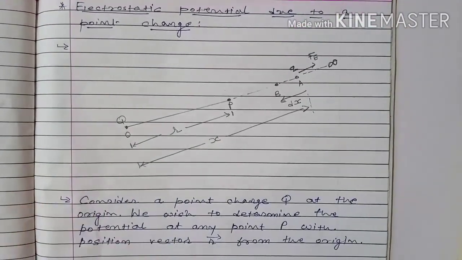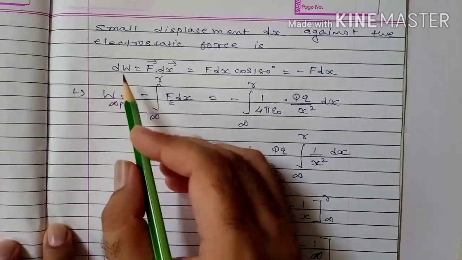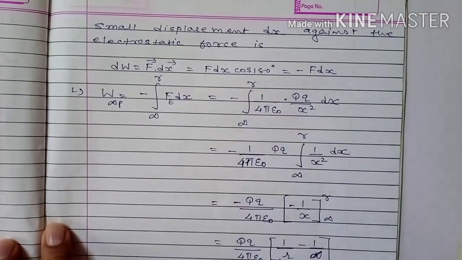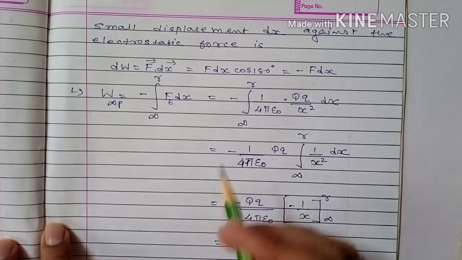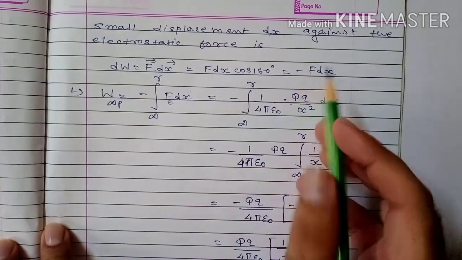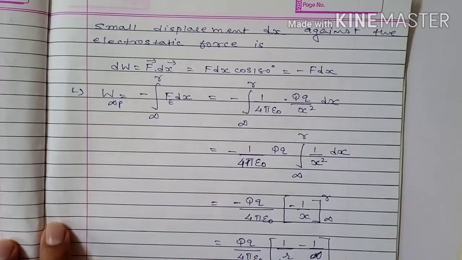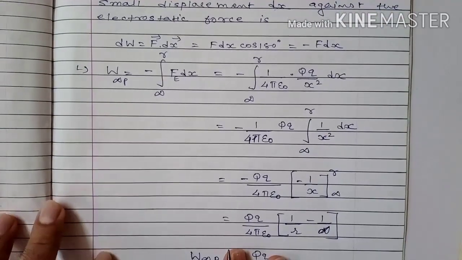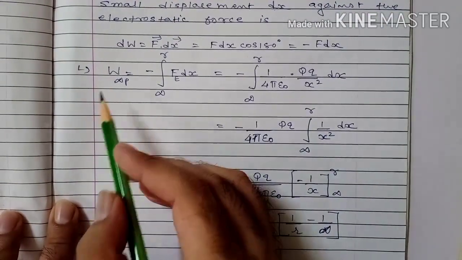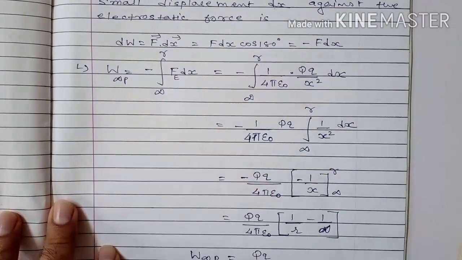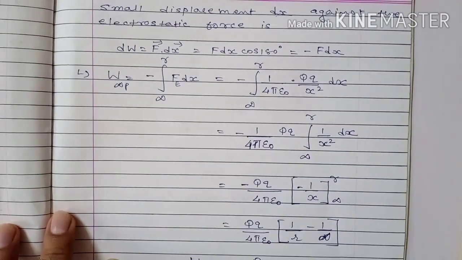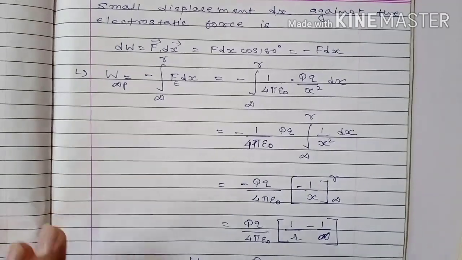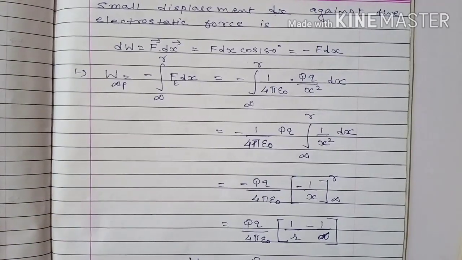Therefore, dW is equal to F dx cos 180. But the value of cos 180 is minus 1, so it can be written as minus F dx. But we have to find the total work done in moving this charge from infinity to point P. The electrostatic force is a variable force; as distance changes, the value of the force will change.